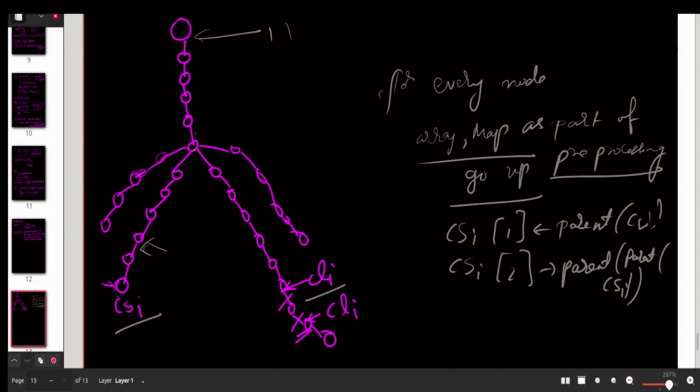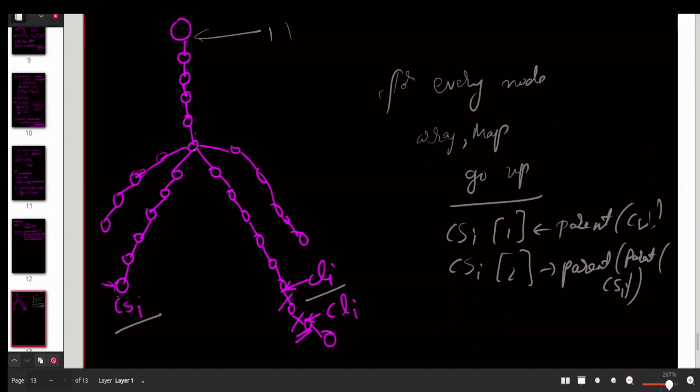But the problem is, to find this kind of array for every node, you're traversing up the tree. So it's O of n square in the worst case. We're not making it any better. So we have to reduce the way we are storing the pre-processed data.